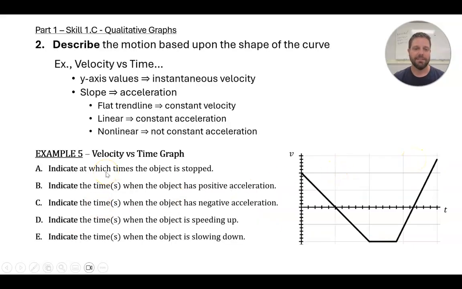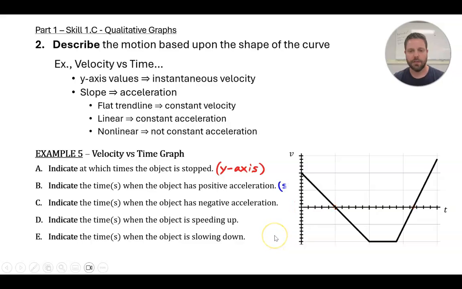And this is our last example where we are now given a graph. This is, of course, a velocity time graph, and we're going to indicate the times at which the object is stopped. Since we're looking at the y-axis, since that's the velocity, and more specifically, we need that to be 0, we're just going to look for where it crosses 0 on the y-axis, since velocity is being plotted on our y-axis.